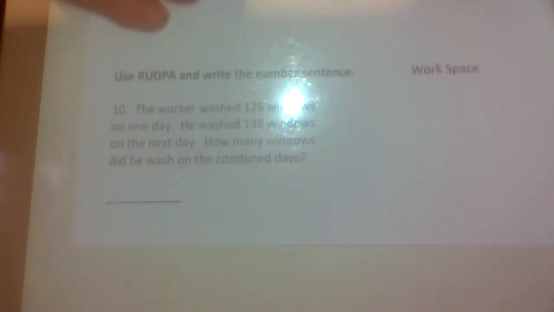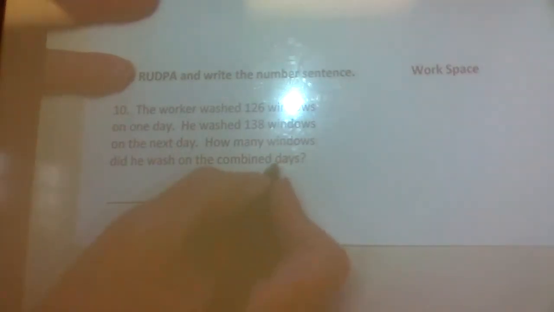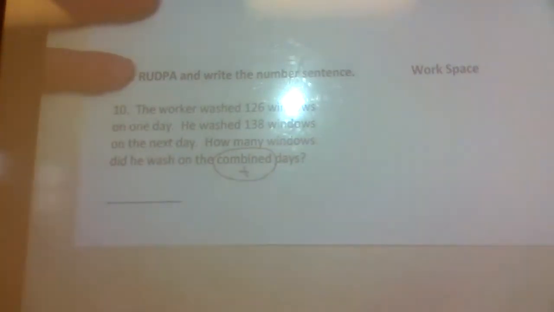And then at the bottom, there is a word problem. Please use red pen, underline, box, look for a clue word, and write your number sentence. And I will tell you right now, here's your clue word, combined. Circle it and put a plus sign.